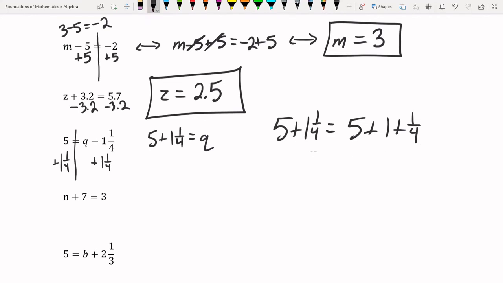But in this case, this is really just easy. This is just 6 1/4. We could say q equals 6 1/4. Maybe that's useful for a measurement, saying there's 5 inches plus 1 1/4 inch. Then we have 6 1/4 inches finally. That's why you might want to leave it as a mixed number, whatever the situation calls for.